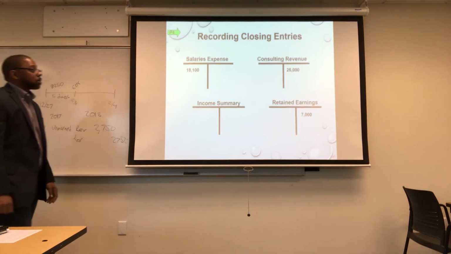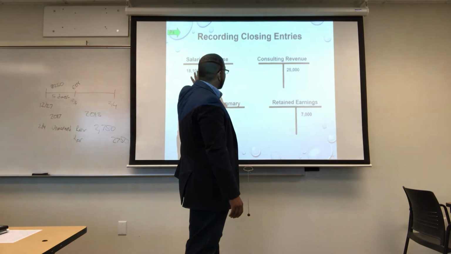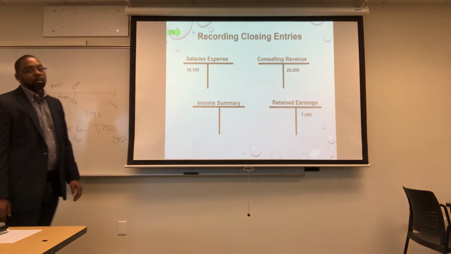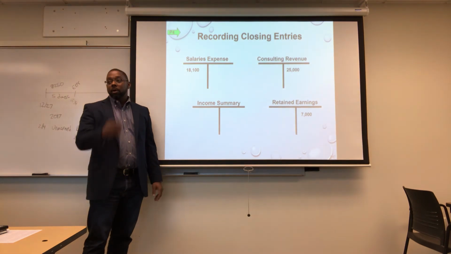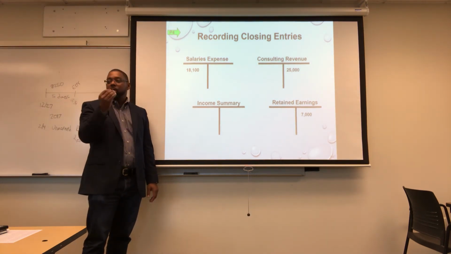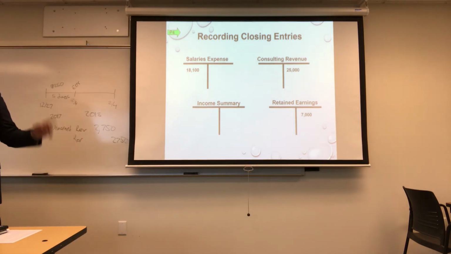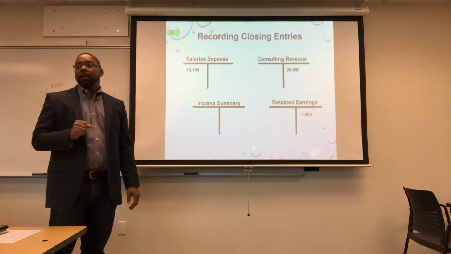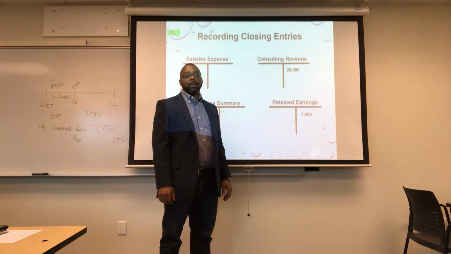So let's say all your revenue is 25,000 credit, all your expenses are 18,100 debit. You have retained earnings of 7,000. We're gonna have this account called income summary, an account that we're gonna dump all of our revenues and expenses in. So we want to close our revenue account. We want the ending balance to equal 0. How do we achieve that if we already have $25,000 credit for the ending balance for revenue?